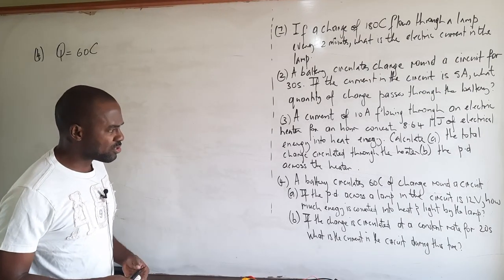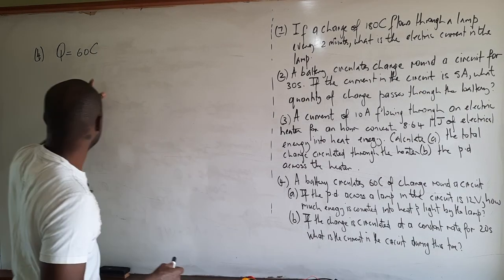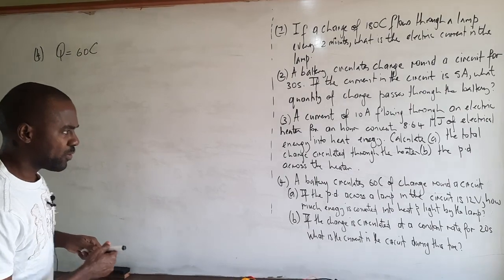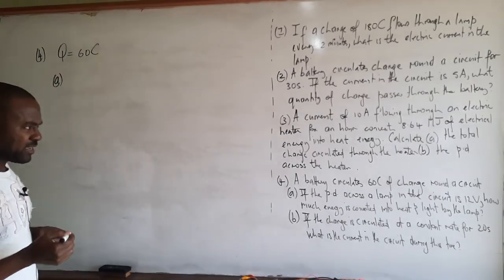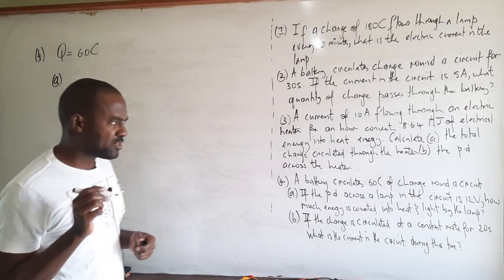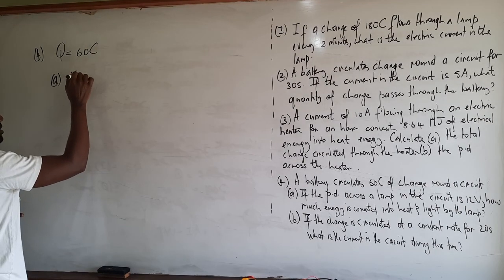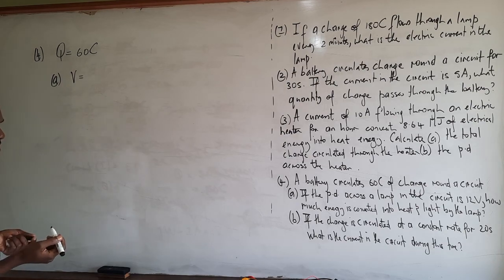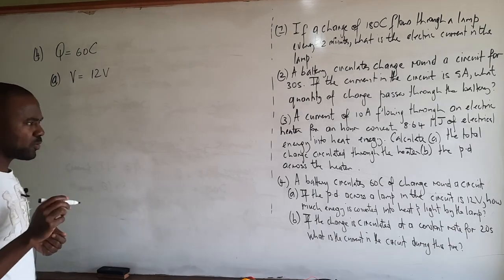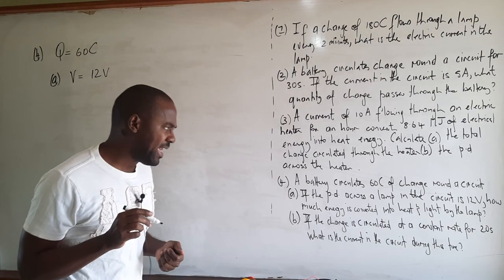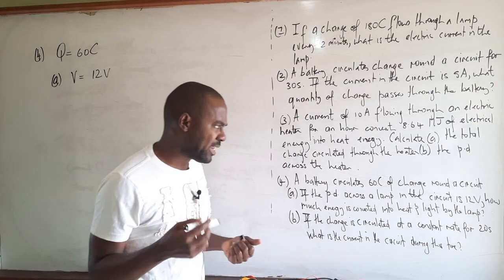So a battery circulates 60 coulombs of charge around the circuit. So Q equals 60 coulombs. Let's look at part A. Part A says if the PD across the lamp in the circuit is 12 volts. So the PD, or the potential difference, or the voltage, as you may often refer to it, symbol V, is given by 12 volts. And in this part of the question, they want us to calculate the energy, that is, how much energy is converted into heat and light by the lamp.